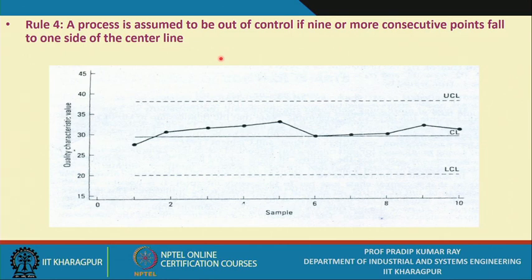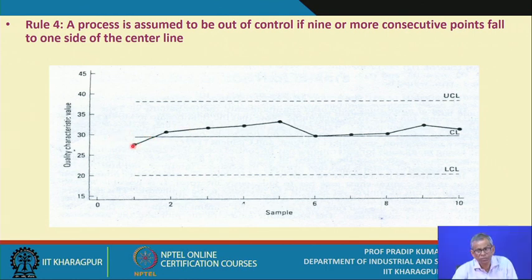The fourth rule is rule 4. A process is assumed to be out of control if 9 or more consecutive points fall to one side of the central line. So this is a very uncommon occurrence. That means there is a bias here. In this case, you will find 1, 2, 3, 4, 5, 6, 7, 8, 9: 9 points out of, say, the 10 points that you have plotted in consecutive time periods. What you have found is that 9 out of 10 are plotted on one side of the central line.